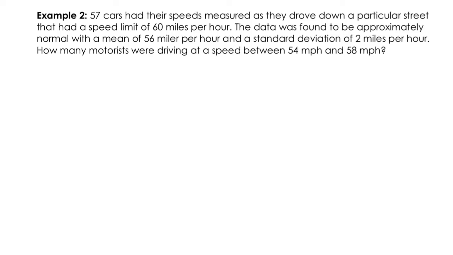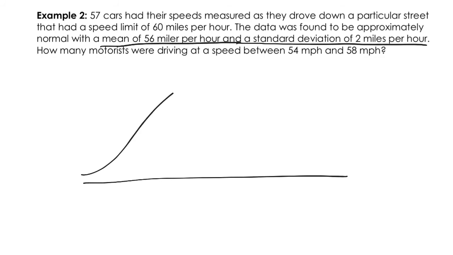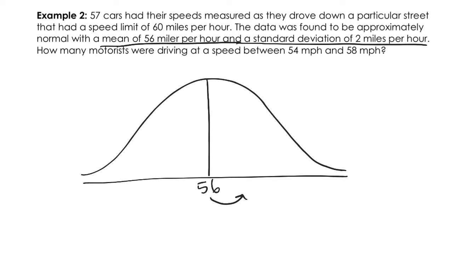So first, we need to draw our bell curve. And we're always going to get our bell curve from our mean and our standard deviation. So those 2 things are super important. So draw your bell curve. And our mean is always going to go in the center. So 56 was our mean. And from there, we're going to use our standard deviation. So to the right, we're going to add our standard deviation 3 times.